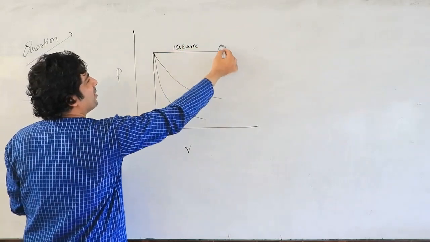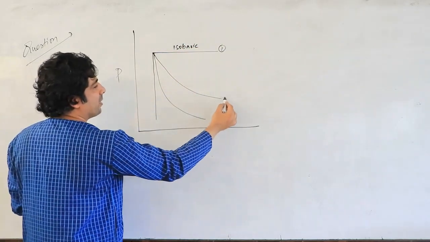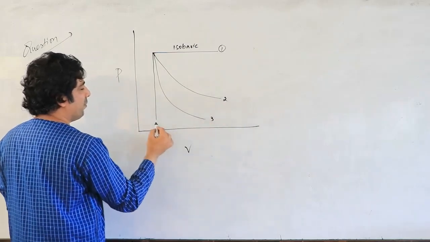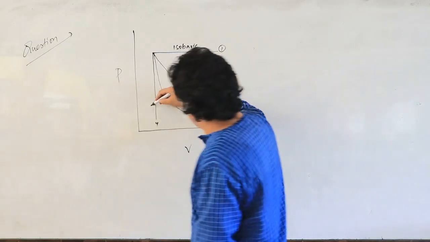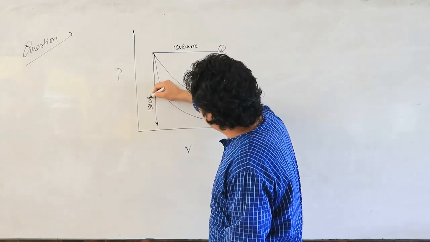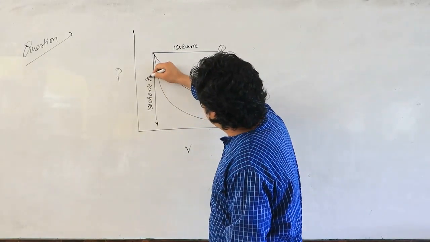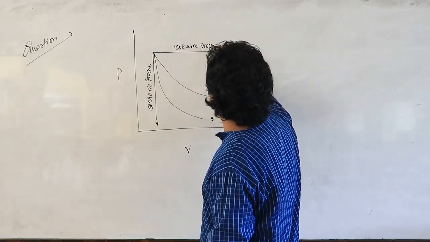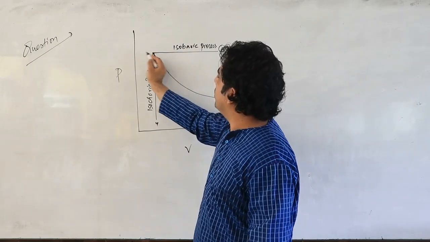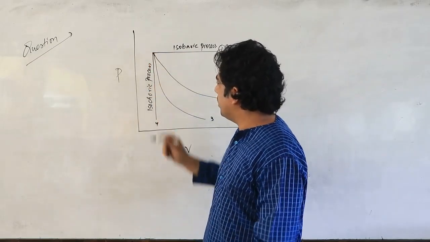Let's call it 1, let's call it 2, and let's call it 3 and 4. And this line will represent isochoric process, because here the volume will be constant and here the pressure is constant. Pressure is constant along this line, and along this line volume is constant.